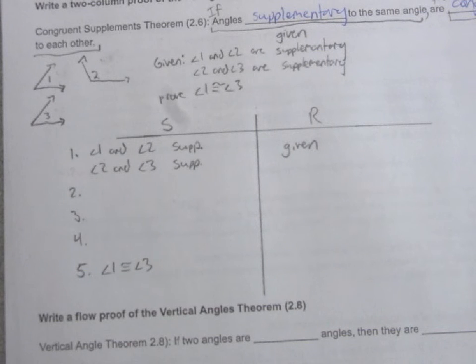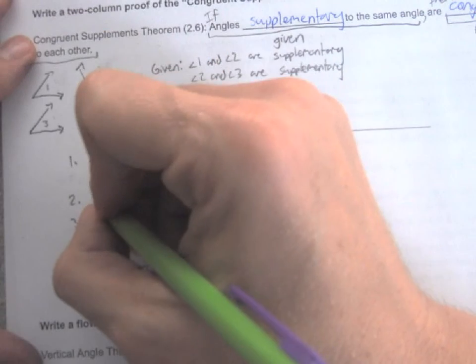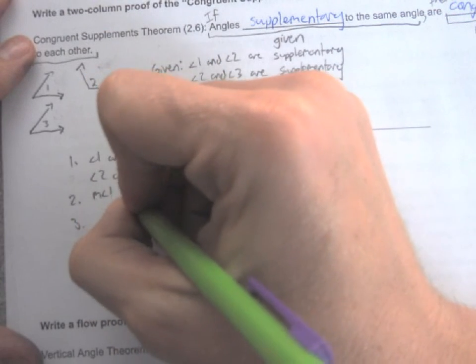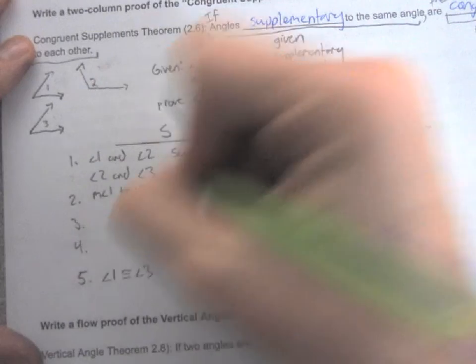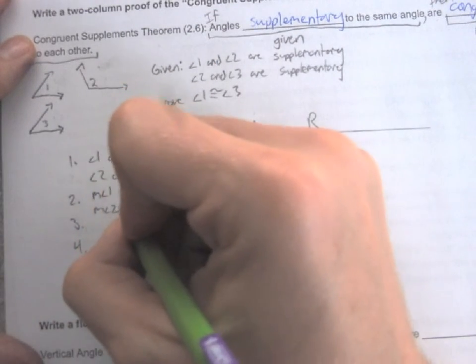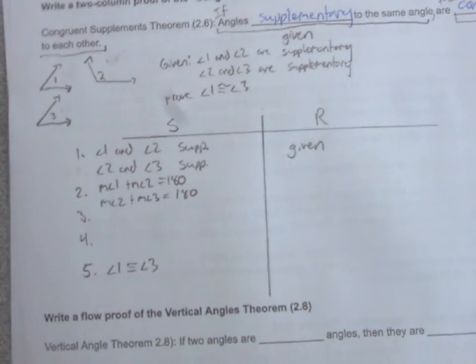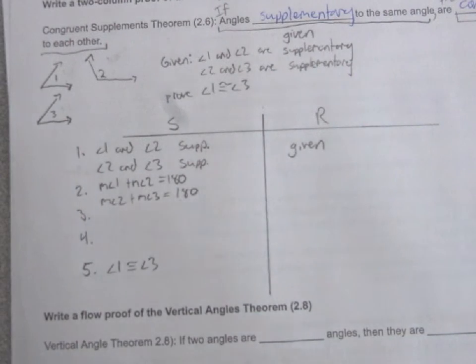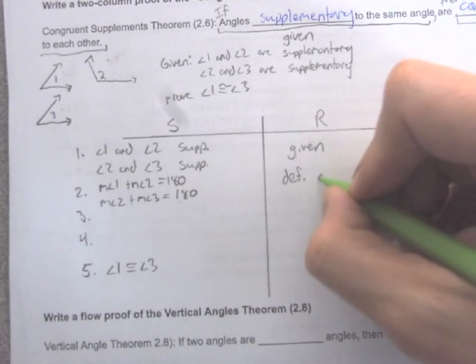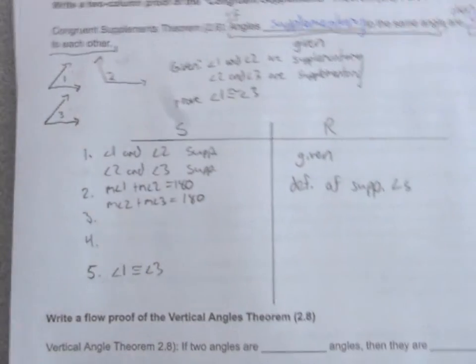Okay, well, let's go back to that definition idea. What does supplementary mean? Well, the definition of supplementary is that the measures add to 180. So just from this definition of supplementary, we know the measure of angle 1 plus the measure of angle 2 equals 180. And since we have two different statements here, we can also say the measure of angle 2 plus the measure of angle 3 also equals 180. Those are both going to be for statement 2. They're kind of the same idea. And the reason for that is the definition of supplementary angles. Right? They add to 180.